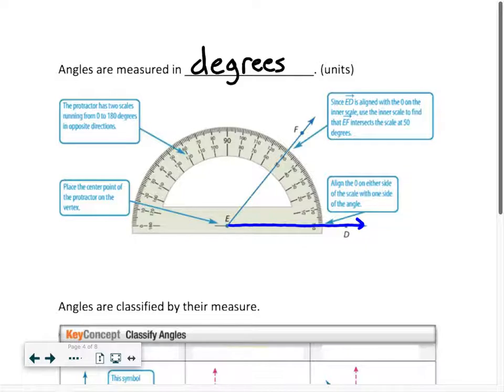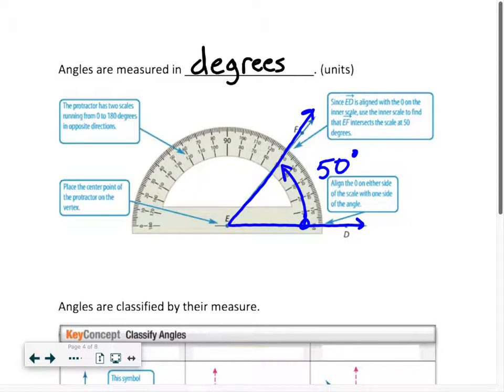Then by observing where the other side of the angle goes to, on this scale that starts from 0, which is the inside scale, it's 0 here, and then it goes to 10, 20, 30, 40, and then it goes all the way up here to 50. So this angle, FED, would be 50 degrees. And you can do this with any type of angle.